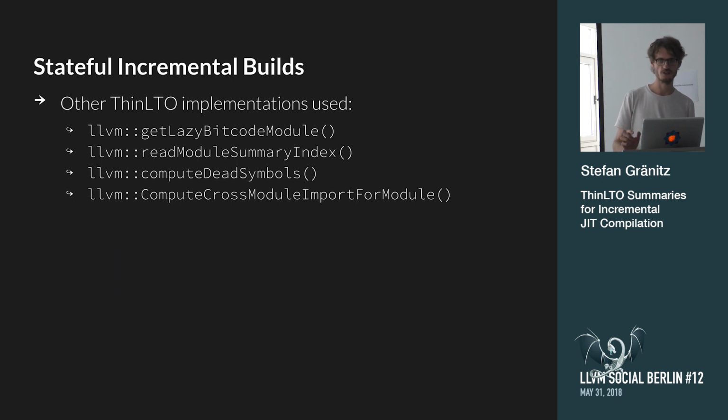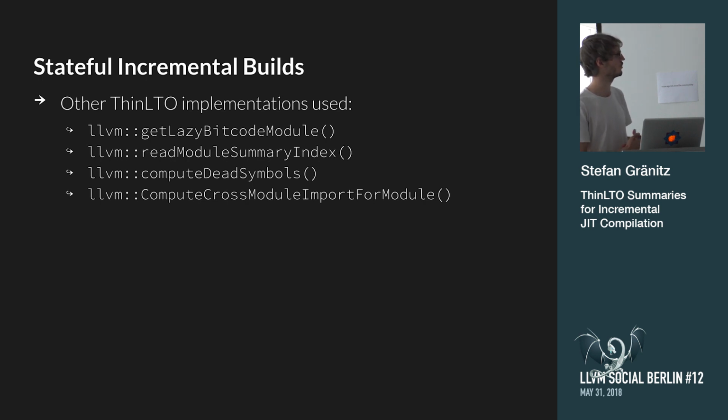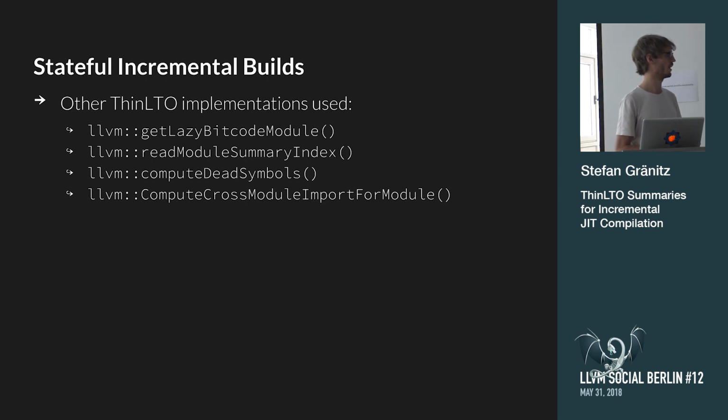Other things that we can use, like this was one example now that I wanted to grab because it's one of the main things. Other things that we can reuse from ThinLTO is this get lazy bitcode module, where we don't actually parse the whole code of the module, but just a few section headers, and then load on demand their content. We can perfectly use read module summary index that also just reads a small portion of the bitcode to obtain all the global unique identifiers.